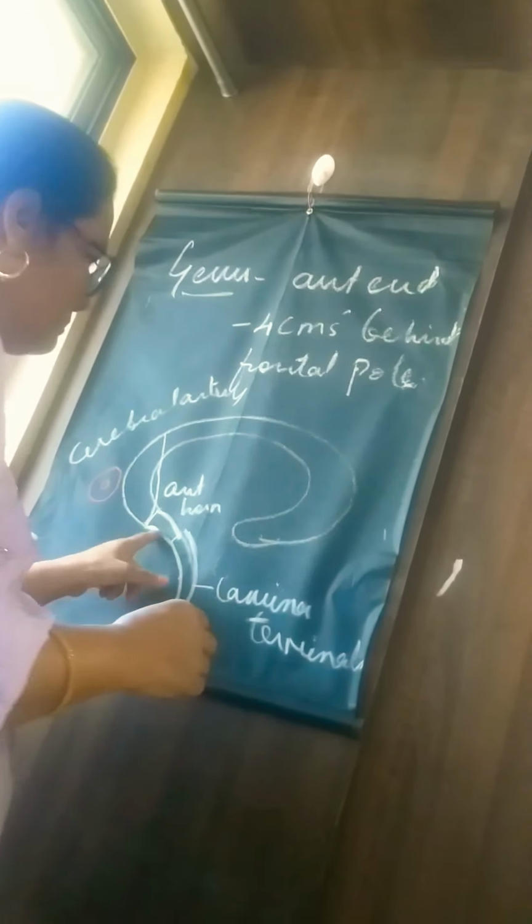Then next is the rostrum. The rostrum is directed downwards and backwards, and it ends in the lamina terminalis. So that is all about the rostrum. Just below the genu lies the rostrum, and it continues below as the lamina terminalis.